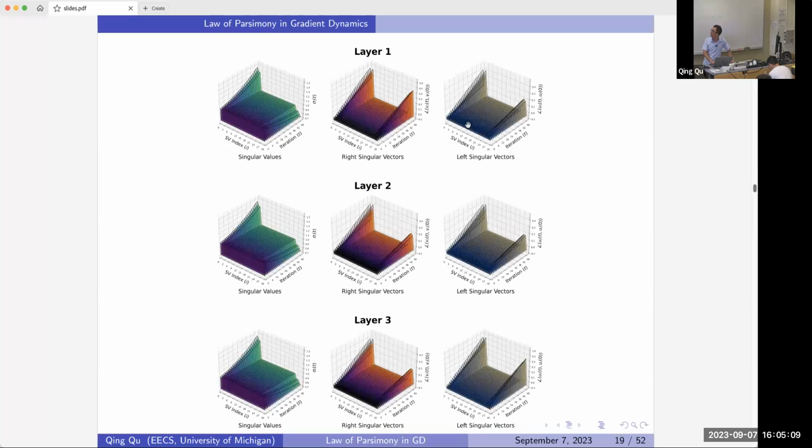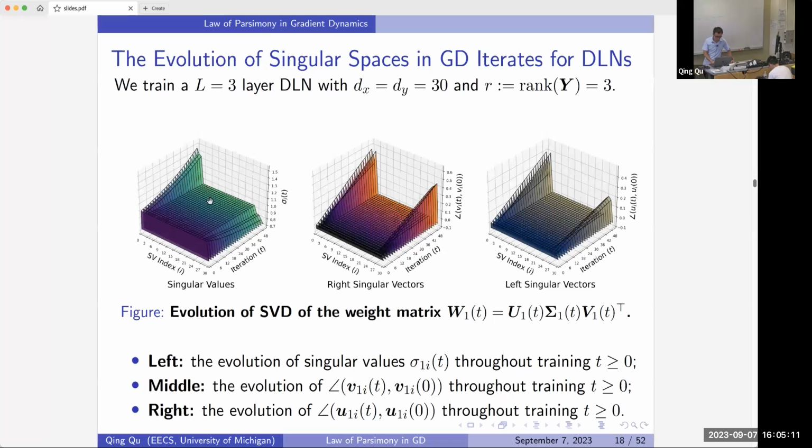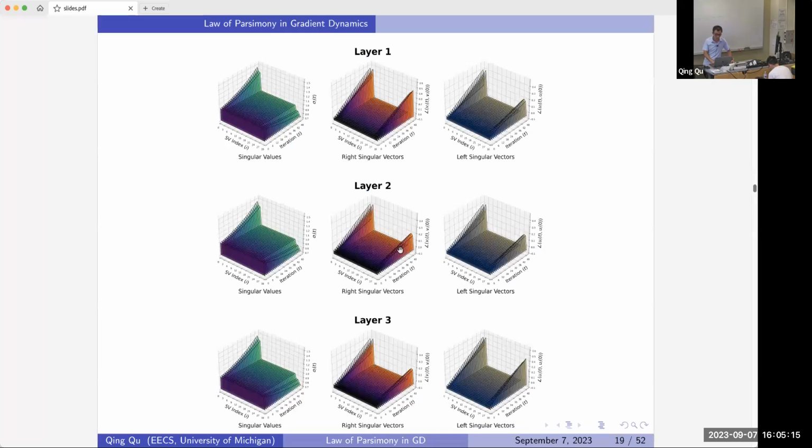And this is what we showed in the first layer, right? And if you plot the changes across all the layers, like layer 2 and layer 3, you can see similar things happen. So the training is only happening within an invariant low-dimensional subspace, and the rest of the singular value subspaces are totally unchanged.